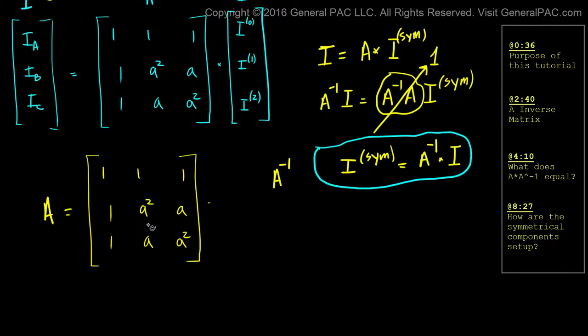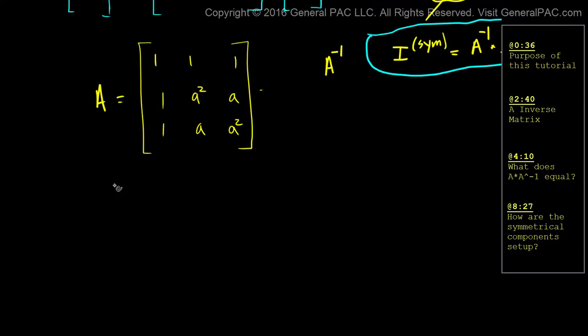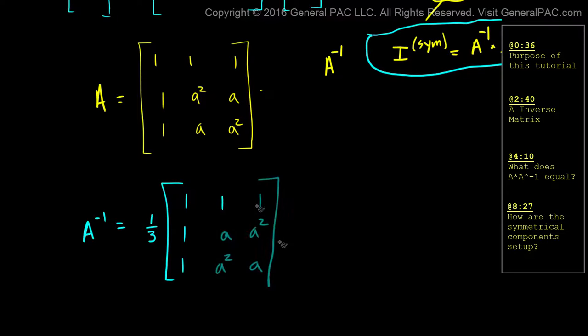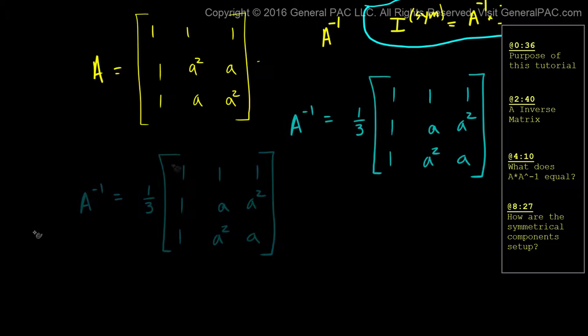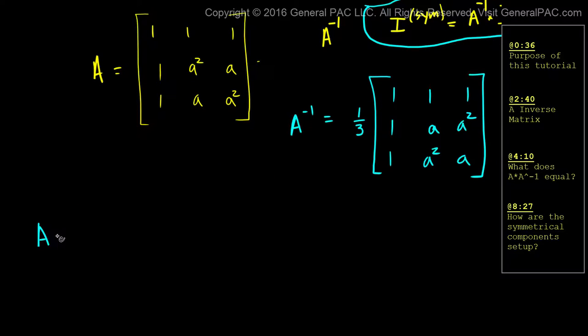So let's first define what A inverse is. It turns out that if you take the A and we find the inverse of A, that is equal to 1/3 times this matrix here. So you can see that there is sort of a symmetry between A and A inverse. What we need to prove is A times A inverse. Does that equal 1?